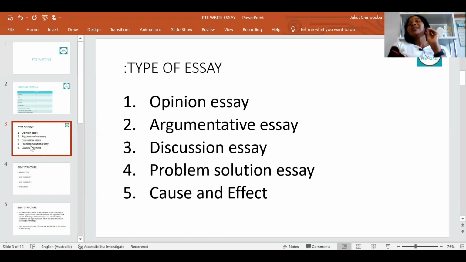But of all these five kinds of essays, or even more, the most regular or the most frequent kind of essay you'll see in the PTE is the argumentative essay, where you're asked to argue for something, or maybe argue for one side. They give you two sides, things like maybe balanced diet and exercise. Which one do you think is better to keep fit? I mean, you could either go for balanced diet or you could go for exercise.